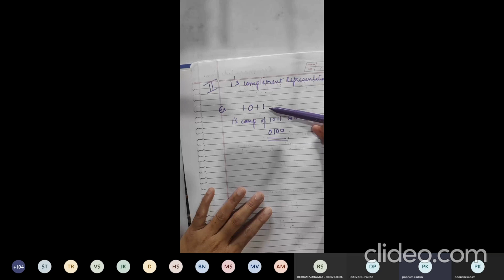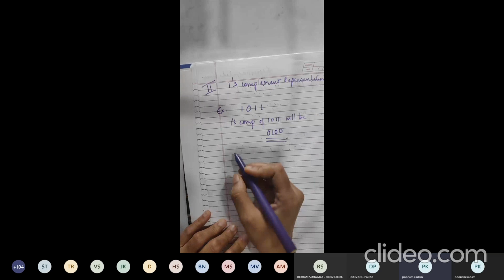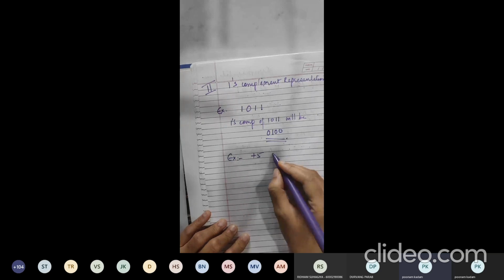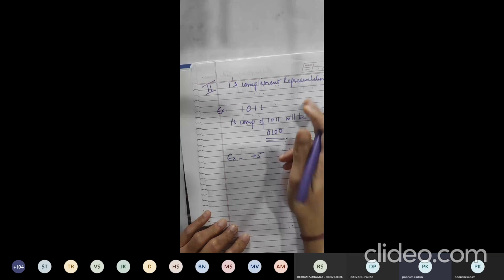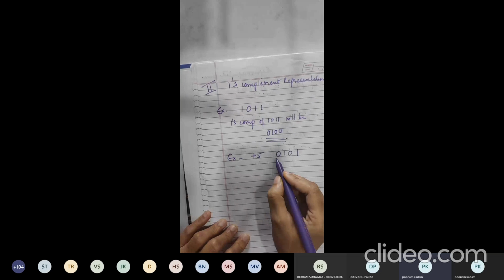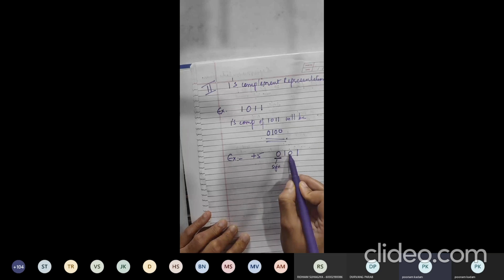This is the concept used in one's complement representation form. As an example, let's say plus 5. Plus 5 in one's complement representation form is written as 0101. Here again, like the previous case, the first bit indicates the sign of the number. The first bit, the MSB, is 0, so it is a positive number. This indicates the sign.